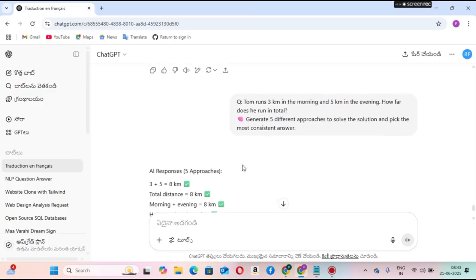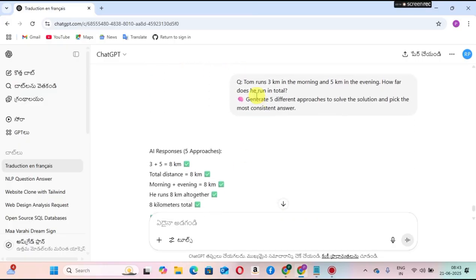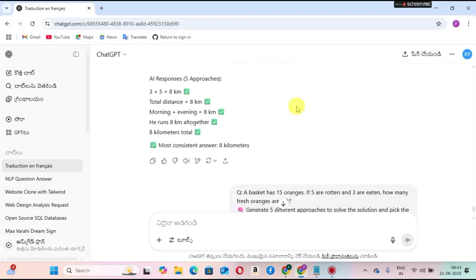Now consider another example. Tom runs 3 kilometers in the morning and 5 kilometers in the evening. How far does he run in total? Generate 5 different approaches to solve the solution and pick the most consistent answer. Here the AI responses are like 3 plus 5 is equal to 8 kilometers. Total distance is equal to 8 kilometers. Morning plus evening is equal to 8 kilometers. He runs 8 kilometers altogether. 8 kilometers total. So the most consistent answer is 8 kilometers.